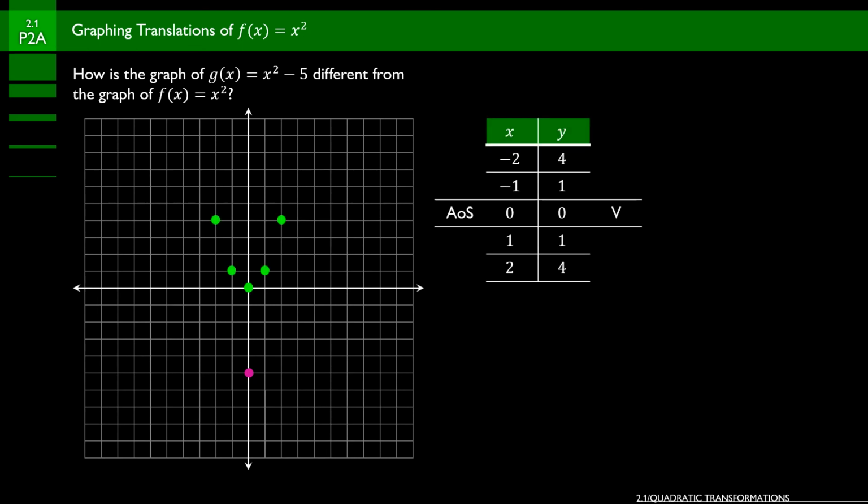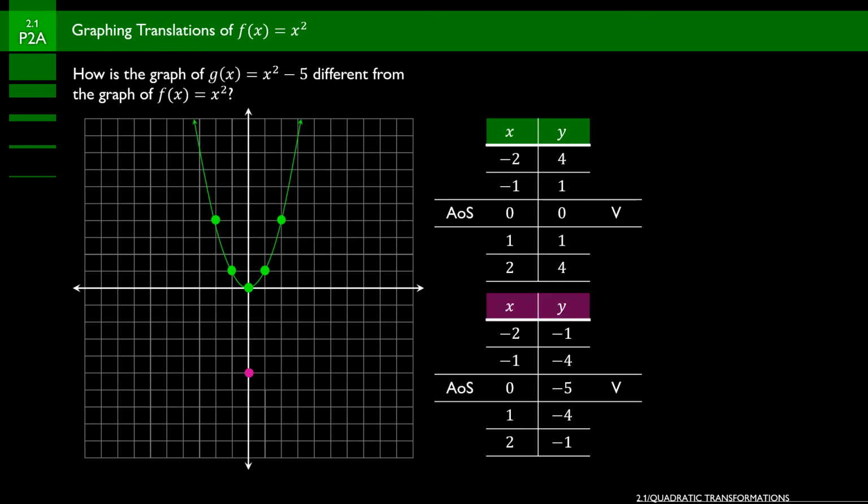So here you can see we've got our two xy charts. We're going to plot the points. And once we've drawn in our line, we can see that the translation of the graph is 5 units down.